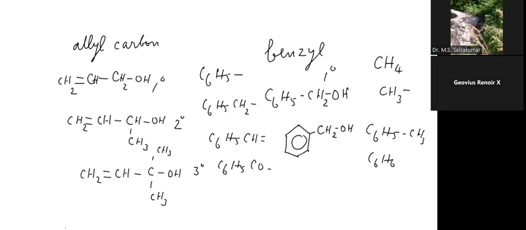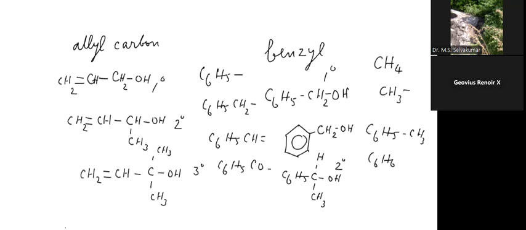Now, what is the secondary alcohol with the benzyl group? It is C6H5CH(CH3)OH. Now you look here. This carbon is attached to a carbon of the benzene ring, and now one more methyl group is found, and the OH group is attached to this carbon. So this is a secondary alcohol in the benzyl category.